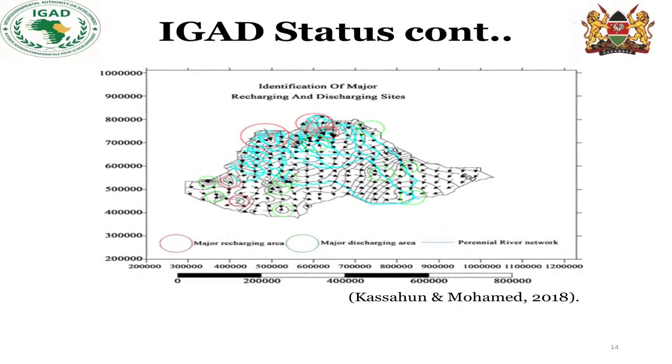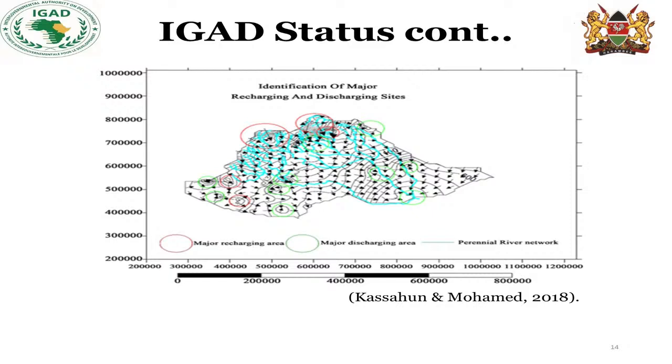This is also not my work, this is from literature. And this is the Genale-Dawa Basin. This is a model which was used to identify major recharging and discharging sites. I don't know whether you are able to see the red circles and the green ones. Red circles appear at the highlands, and the green appear along the lower border.